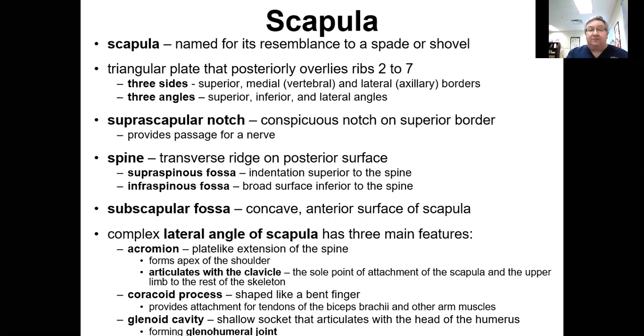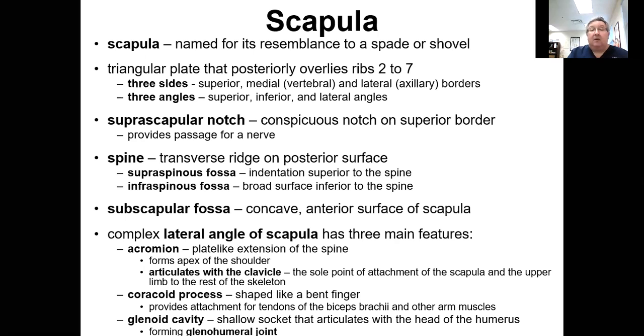Again, the scapula is named because of its resemblance to a spade, the digging tool. It has three sides: a superior side, a medial side next to the vertebra, and a lateral side near the humerus. There really are only two angles, the superior angle and the inferior angle. They also call the lateral angle that because of the angle between the glenoid fossa and the humerus. I don't think you really need to know that, but the superior and inferior angle you definitely do need to know.